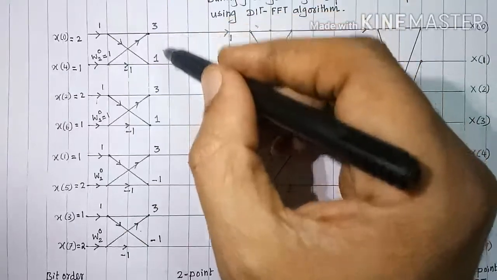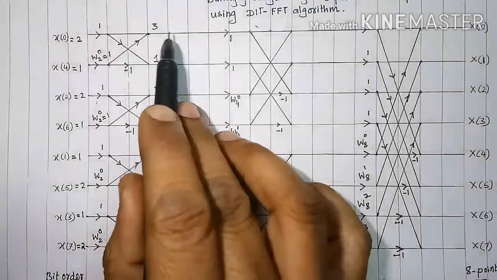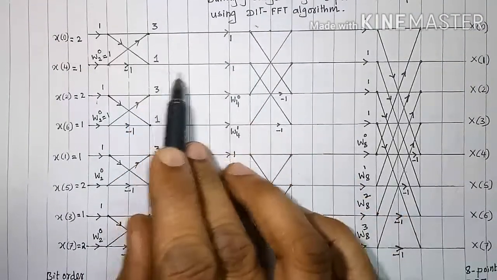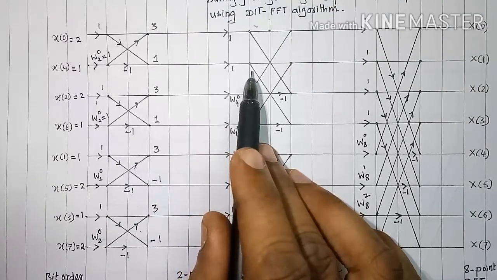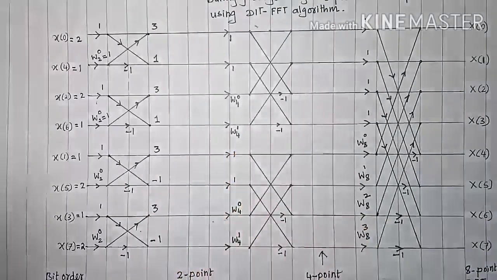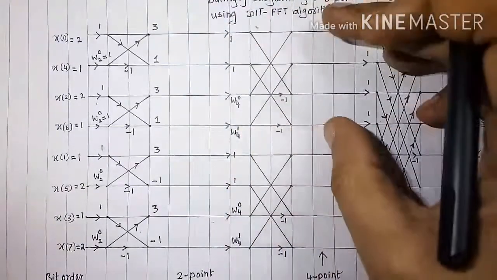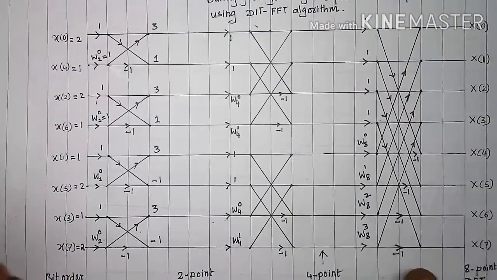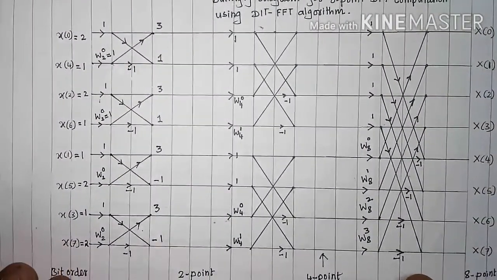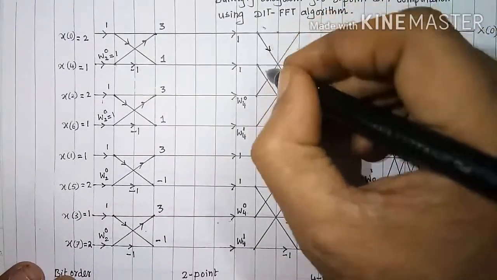So now here we have obtained 2-point DFT values. These values we have to multiply with the gains on their lines and give as input to the next stage, that is used for combining the 2-point DFTs to obtain 4-point DFTs. So these are arrow marks here downward.